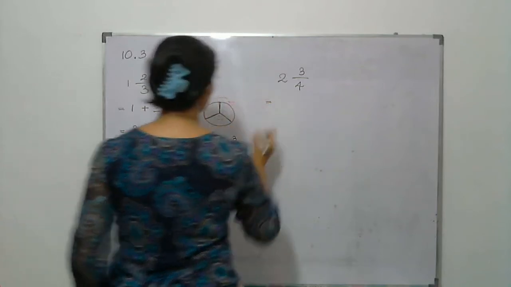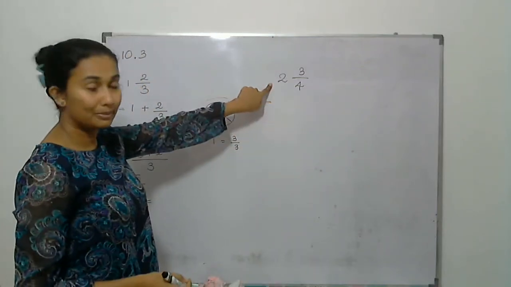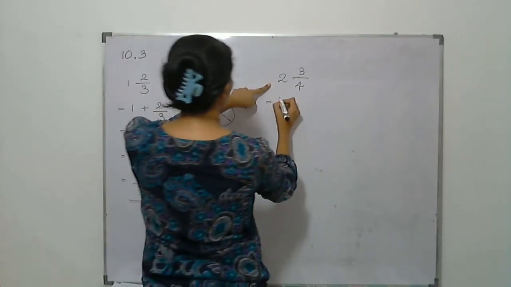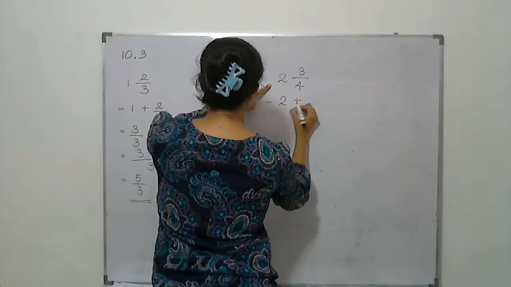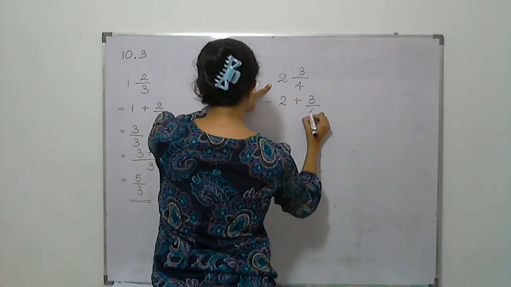Now look at this one. Here the whole number part is 2. Then I am going to separate: 2 plus 3 upon 4.